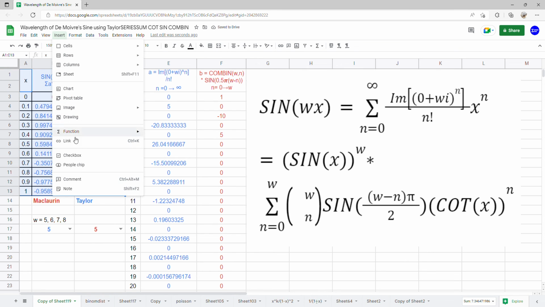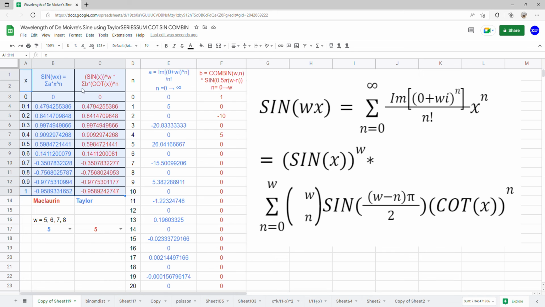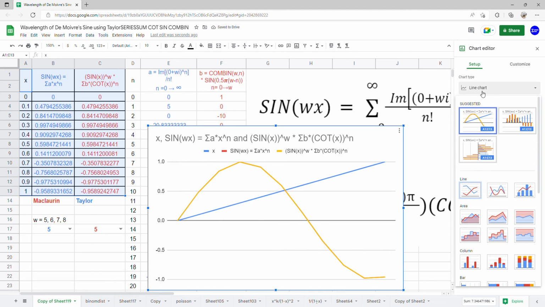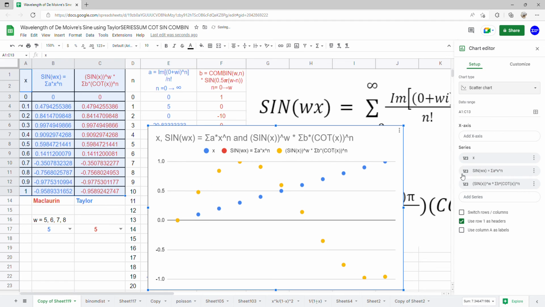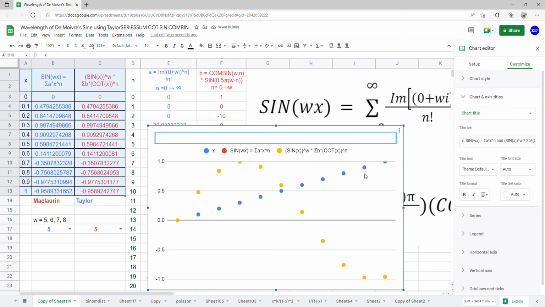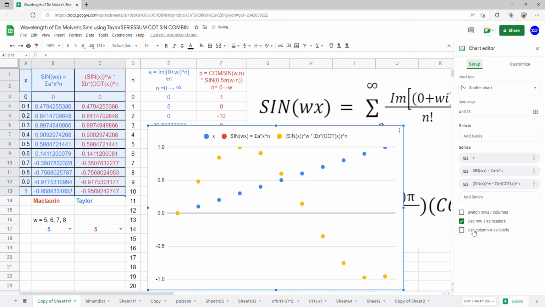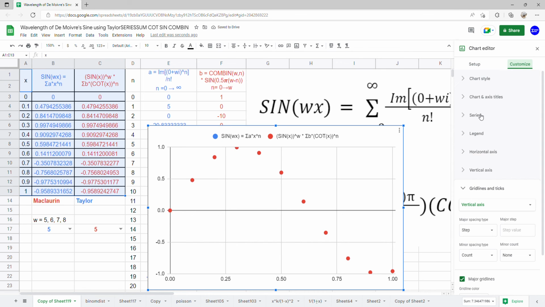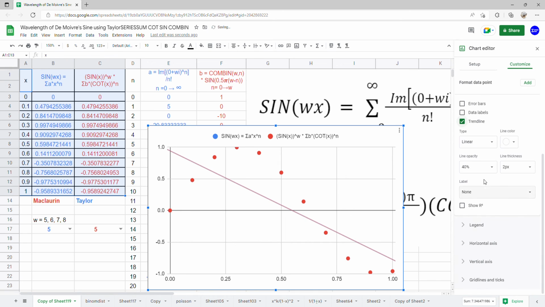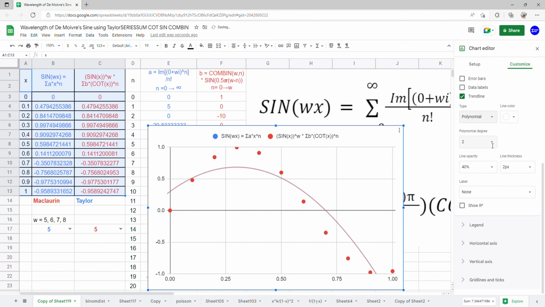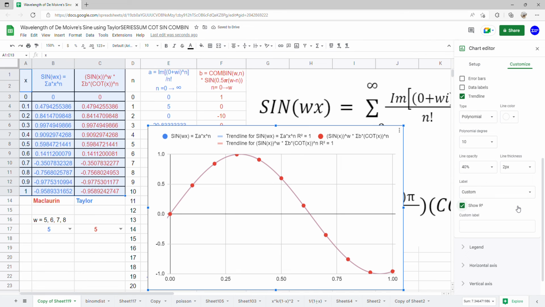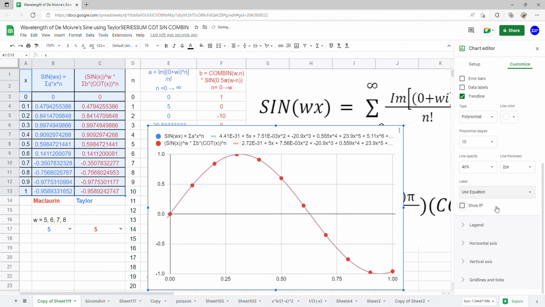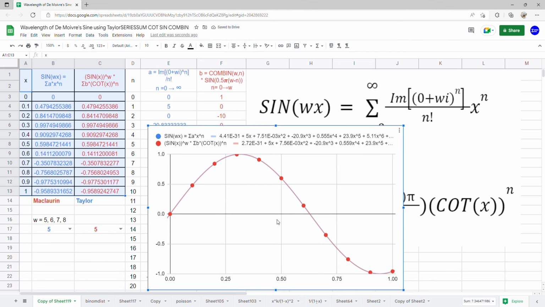And we chart this. Insert chart. And we use scatter chart. You don't need the title, but we need to correct this. Use column as label. And for the series, show the trend line. The type polynomial, the degree 10. For the label, use the equation. And here's a trend line and polynomial.